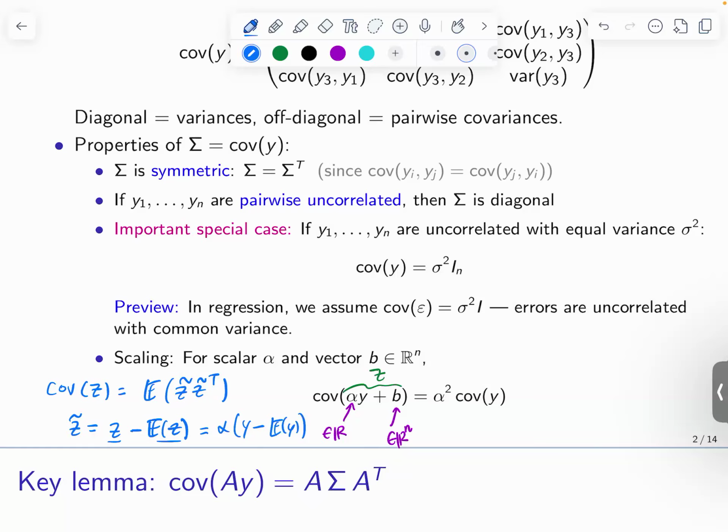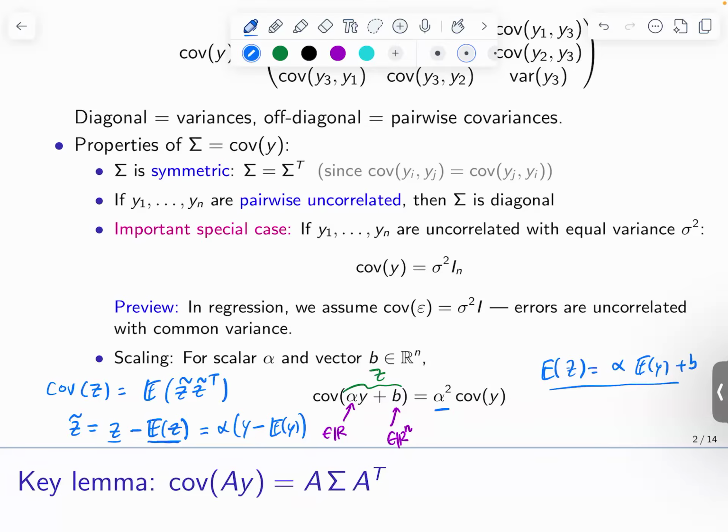Once you do that calculation, we'll do a little bit more of this next slide. Then you plug it in, and you would see that the square comes out. So do it as an exercise, it's a consequence of linearity of expectation. The expectation of z is really alpha times the expectation of y plus b.